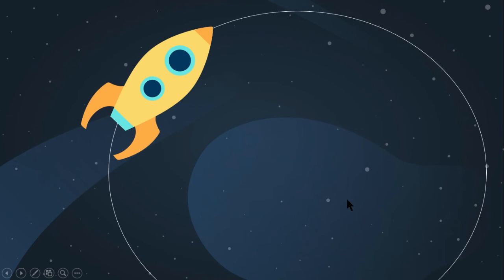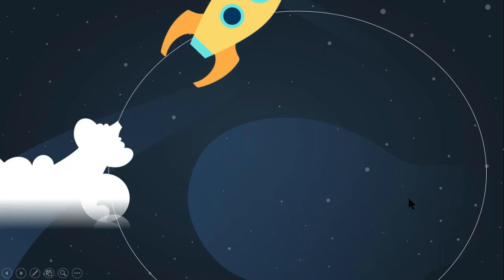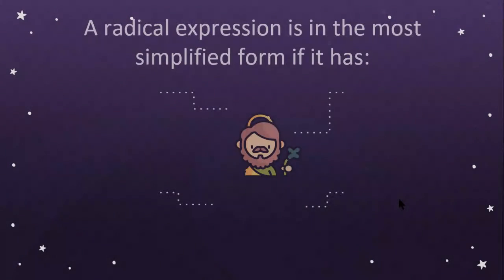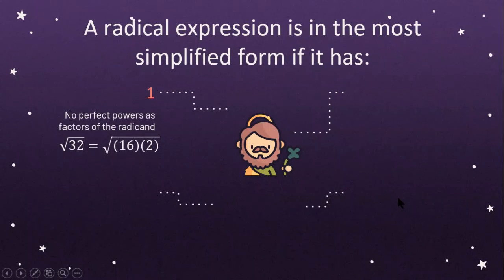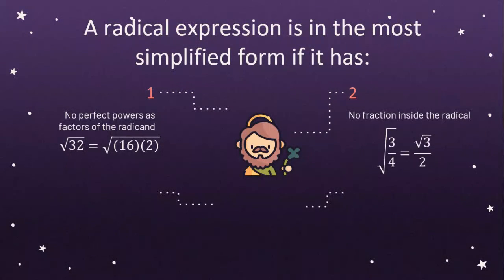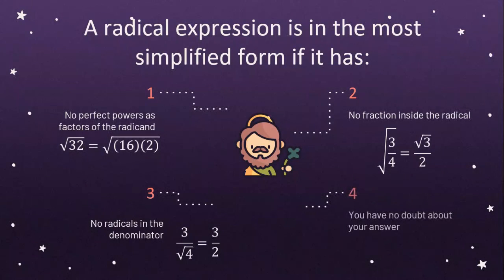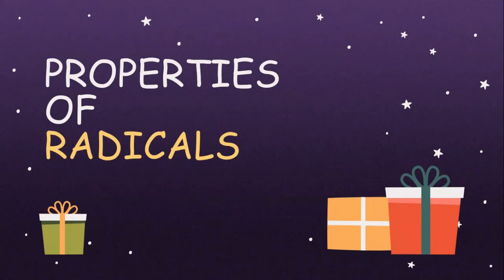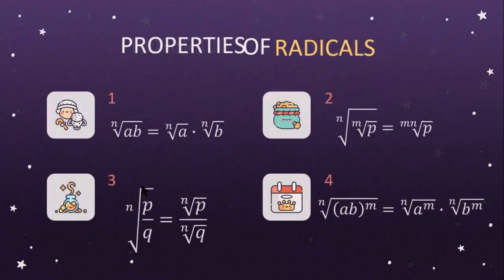Now, let's summarize. Are you able to understand the lesson? Okay. A radical expression is in the most simplified form if it has no perfect powers as factors of the radicand, no fraction inside the radical, no radicals in the denominator, and you have no doubt about your answer. And we have different properties of radicals, which is the following.